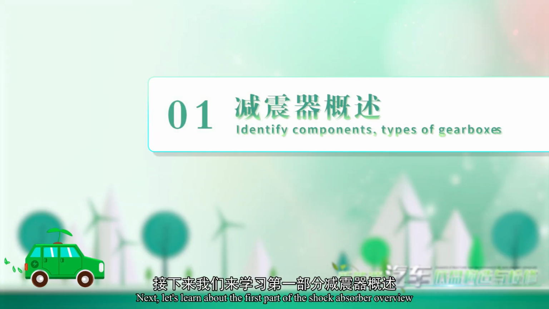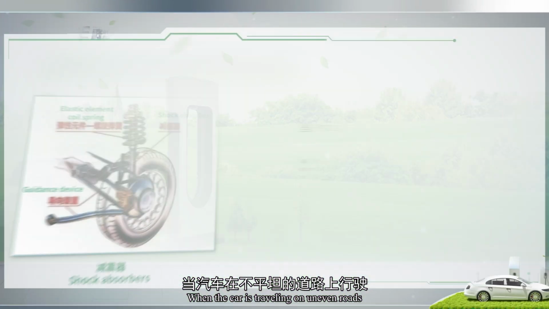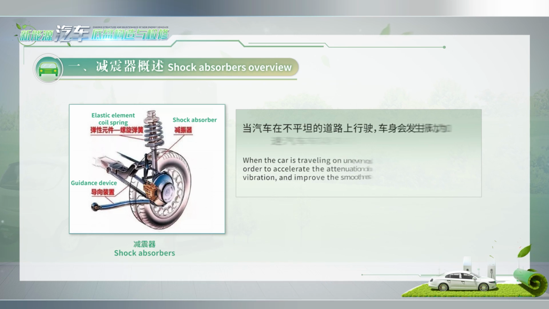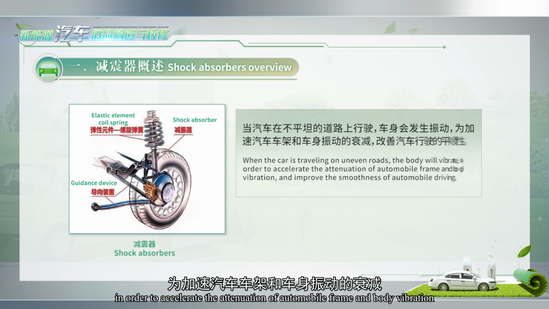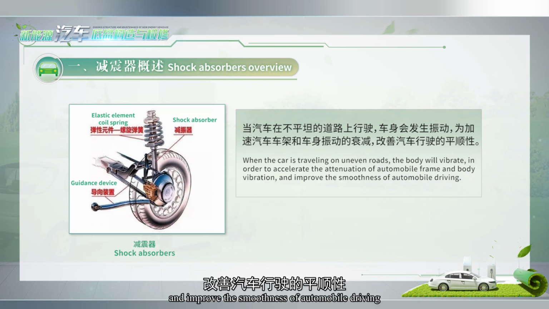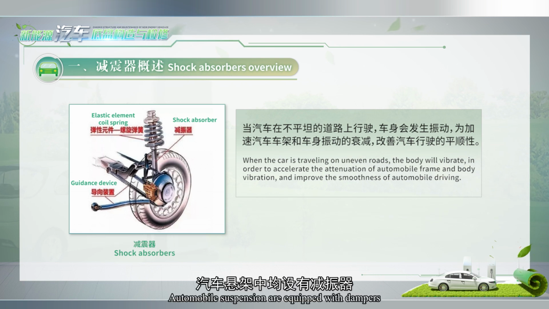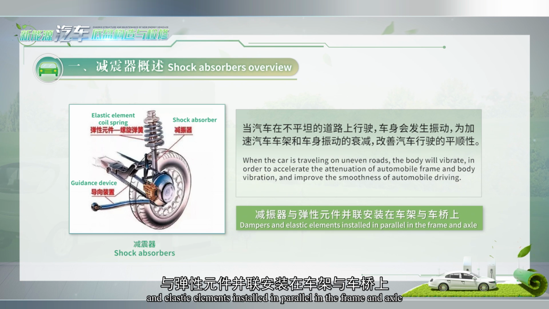Next, let's learn about the first part, the shock absorber overview. When the car is traveling on uneven roads, the body will vibrate. In order to accelerate the attenuation of automobile frame and body vibration and improve the smoothness of driving, automobile suspensions are equipped with dampers and elastic elements installed in parallel between the frame and axle.